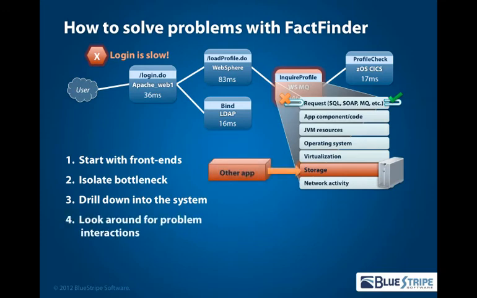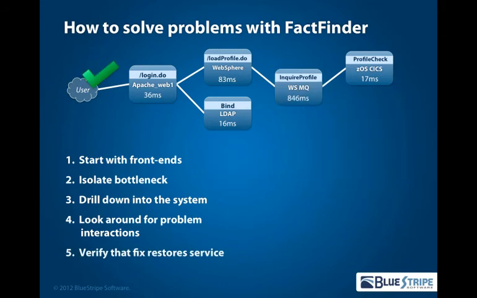Next, because FactFinder provides this deep visibility, you can see how other applications might be impacting these resources. A problem that looks like slow storage could be caused by another application overusing that storage disk, and that's the root cause that you actually need to address. And finally, you can use FactFinder to verify that any fix you put in place has actually restored service.